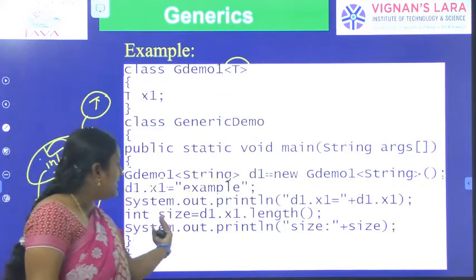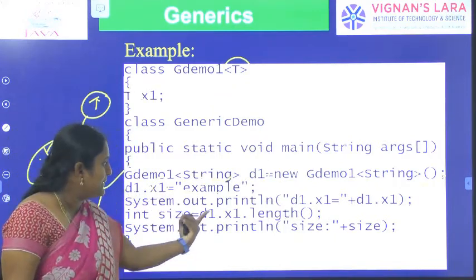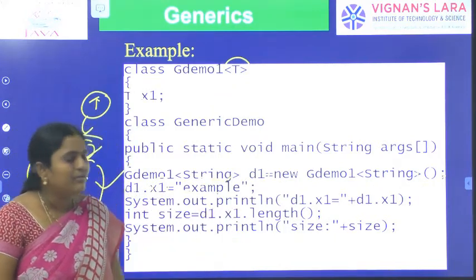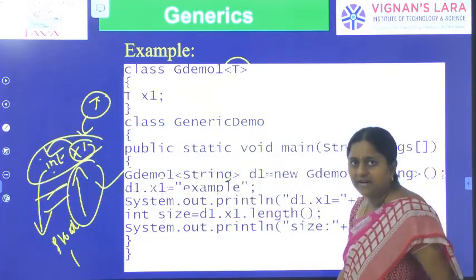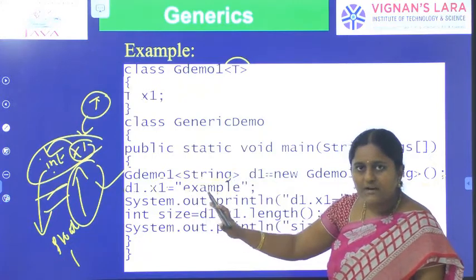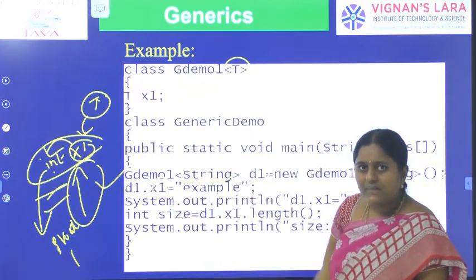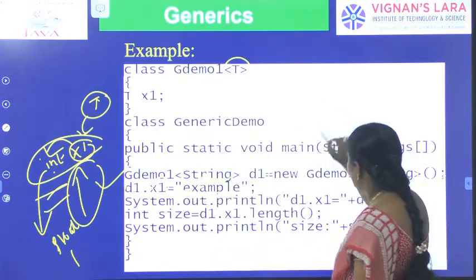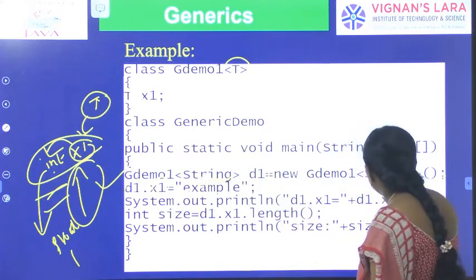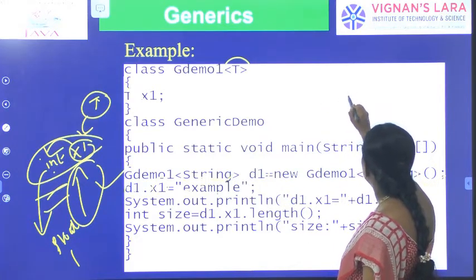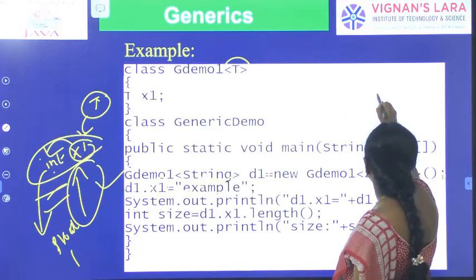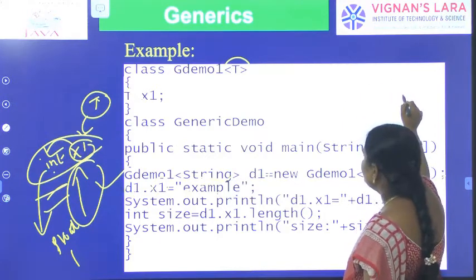Next, here I am printing one SOP statement: d1.x1 equal to d1.x1. So what is x1? x1 holds which data? String type of data. What is the data present inside x1? Example. So whenever I print this statement, it returns d1.x1 equal to example.